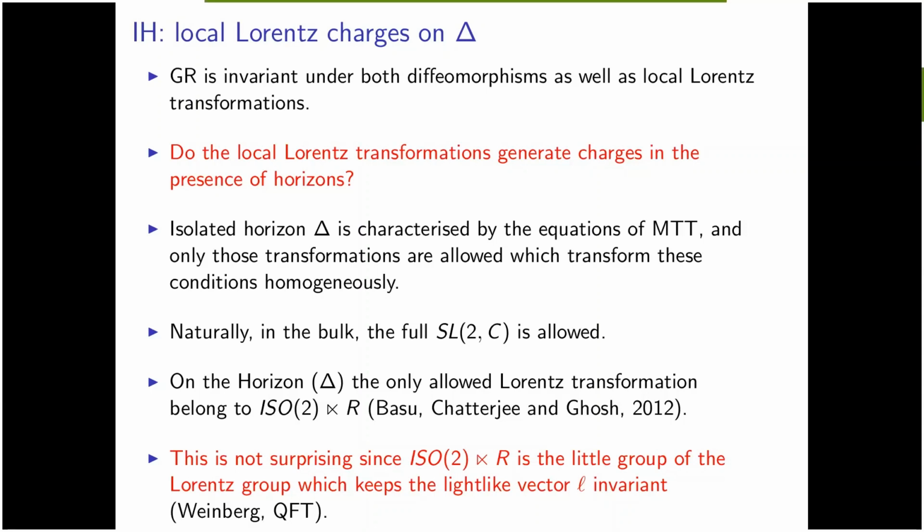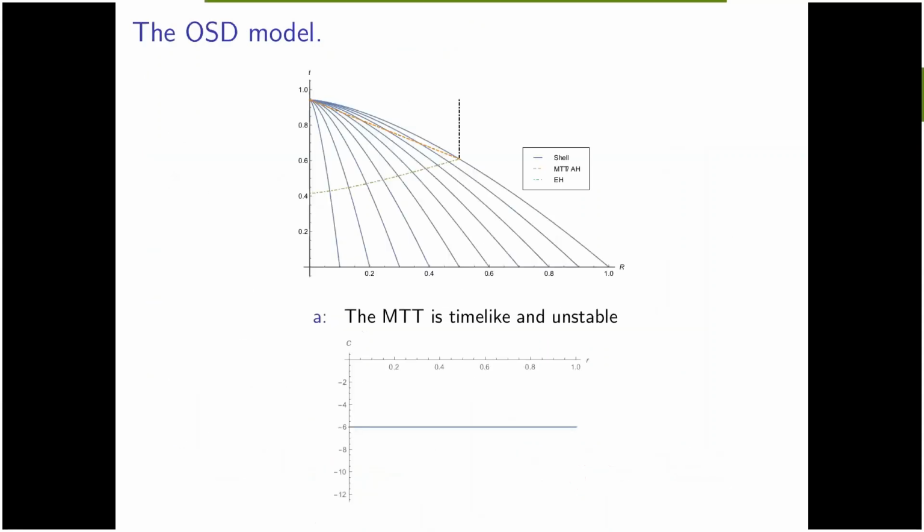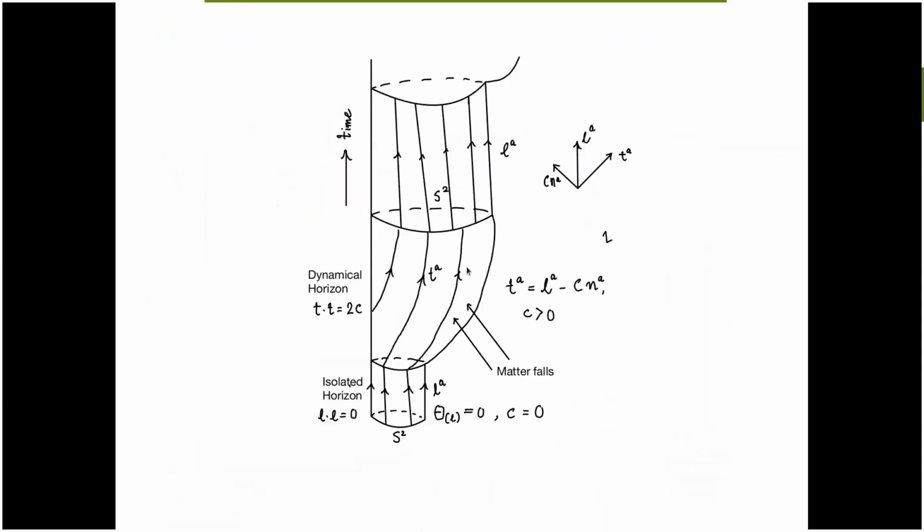So what we do is we first find out what are the symmetries that are allowed when the isolated horizon is there, which means that suppose we have this structure with us. We want to look at what are the transformations that one can make in the full space-time, but which are not going to change the boundary conditions on this. So what are the boundary conditions we have?